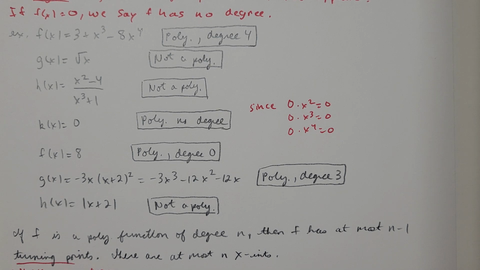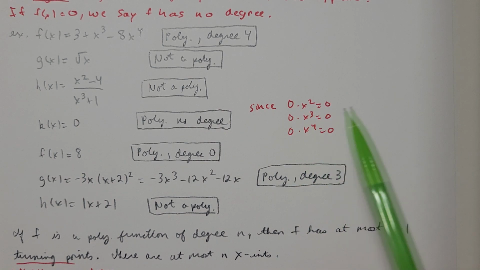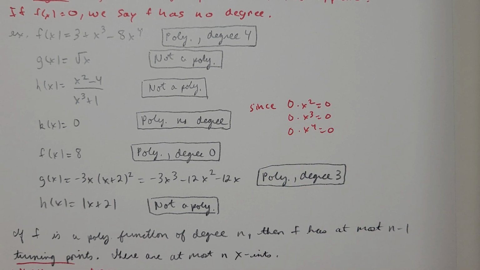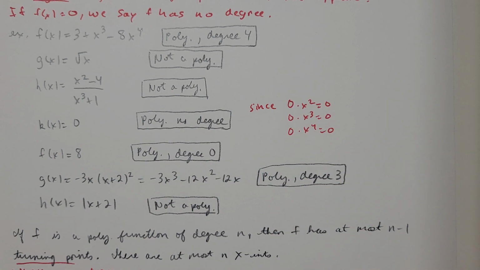The reason is because 0 is the same thing as 0 times x squared. 0 is the same thing as 0 times x cubed. 0 is the same thing as 0 times x to the 4th. So the degree is something that can't be determined because 0 times anything is 0. Because that happens, we just say that the 0 polynomial is the only polynomial that has no degree. Okay? Every other polynomial will have a degree.